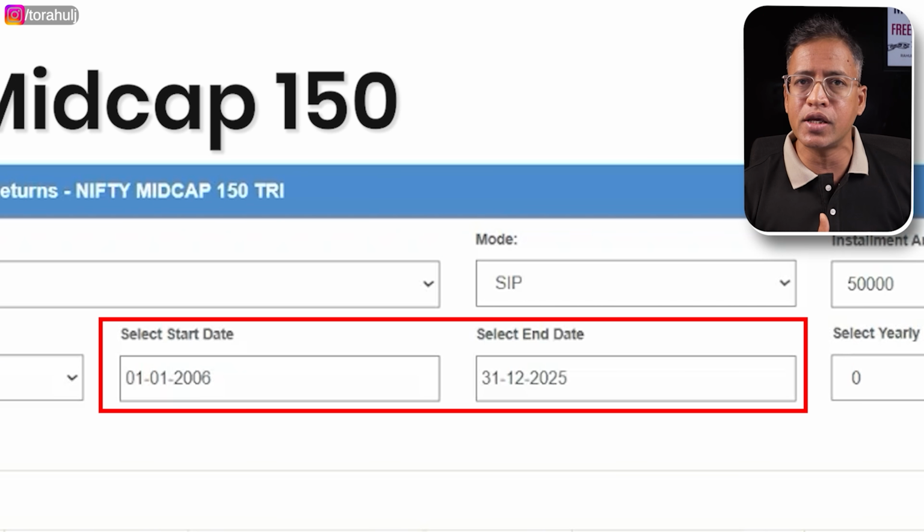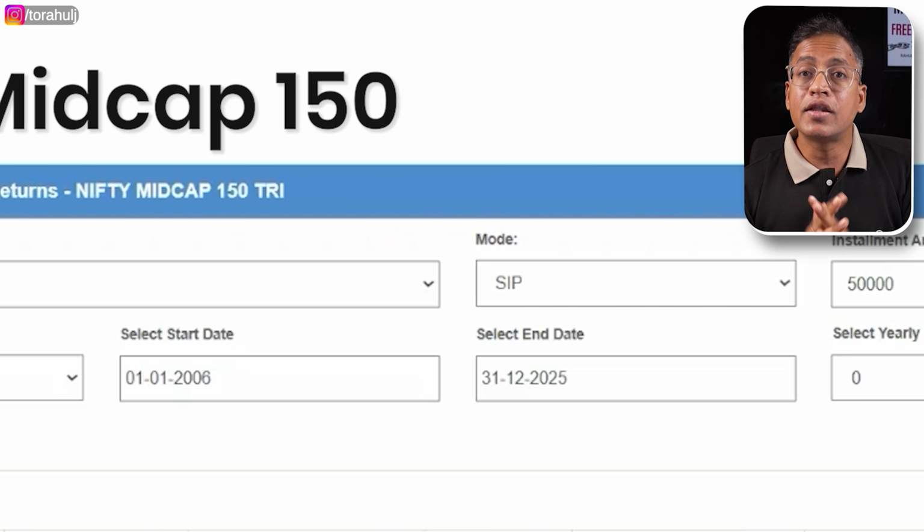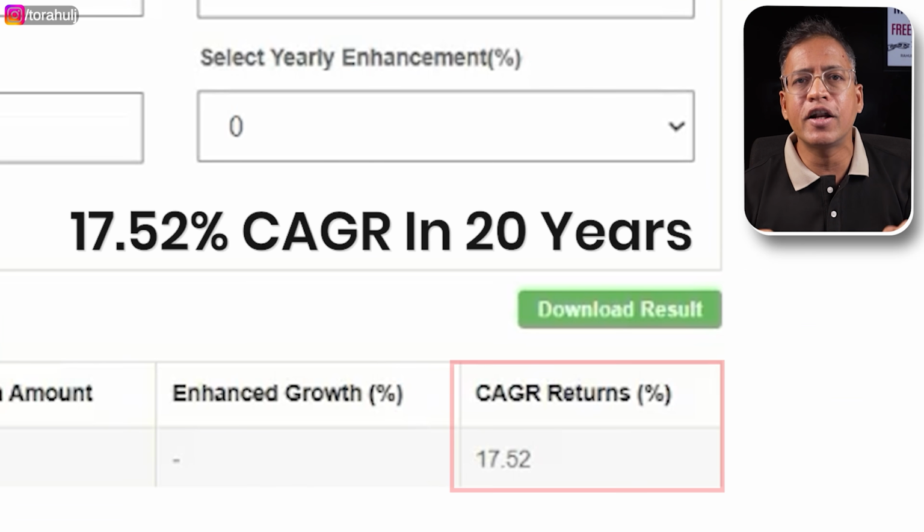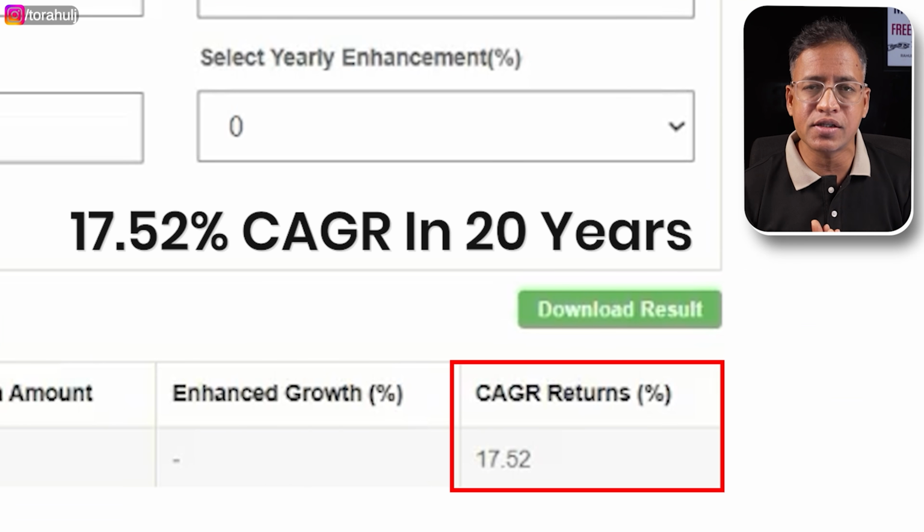same period, last 20 years, exactly the same dates, the SIP performance of mid cap 150 index has been around 17.52% CAGR basis. Same 1 crore 20 lakhs would have become 9 crore 7 lakhs looking at last 20 years of data. Again, no guarantee that mid caps will continue to perform for the next 20 years exactly how they have done in the past 20 years.